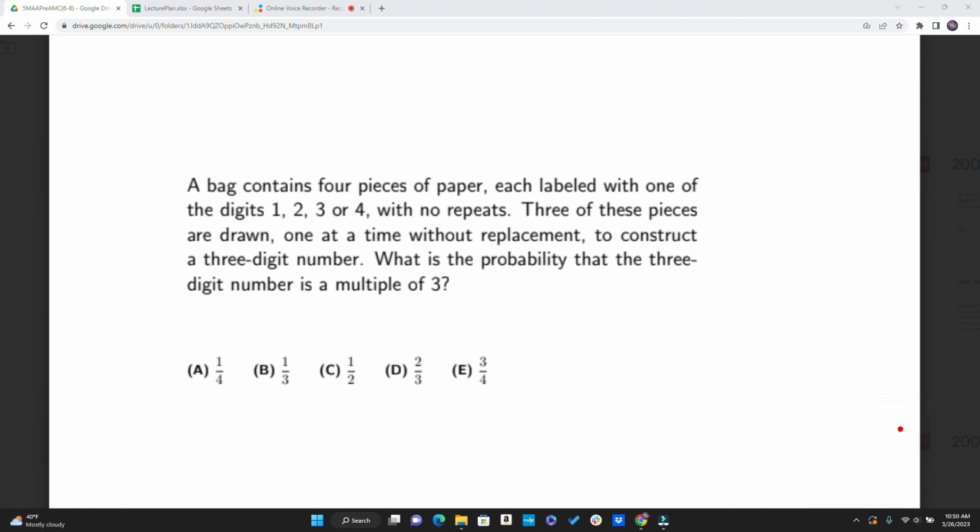A bag contains 4 pieces of paper, each labeled with one of the digits 1, 2, 3, or 4, no repeats. 3 pieces are drawn to construct a 3-digit number. What is the probability that the 3-digit number is a multiple of 3?